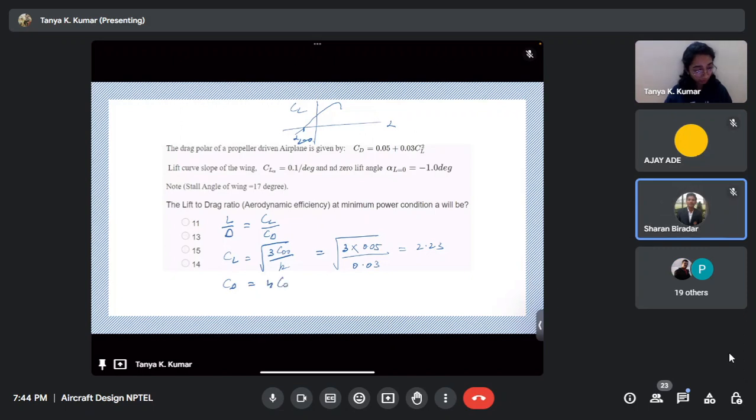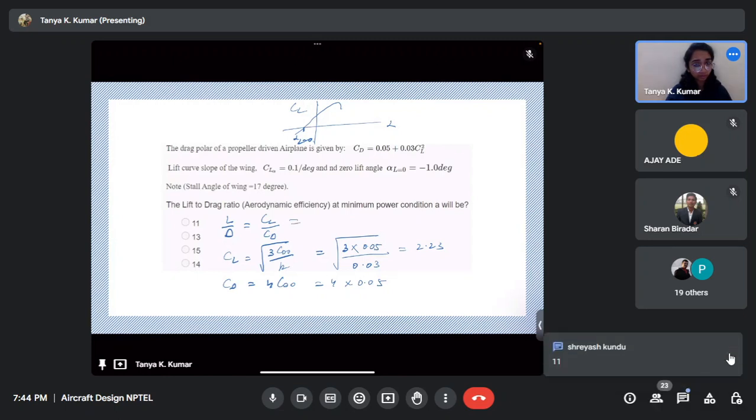4C. Correct. So it is 4 into 0.05. So now can you tell me what CL by CD will be? 11. I haven't calculated this. See if everyone's getting the same answer. Okay, Shreyasha said okay. 11.15. Fine, so that is the value. So 11, correct? Okay. Now let's look at the next question.